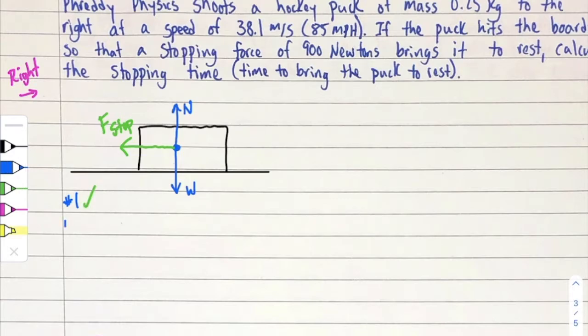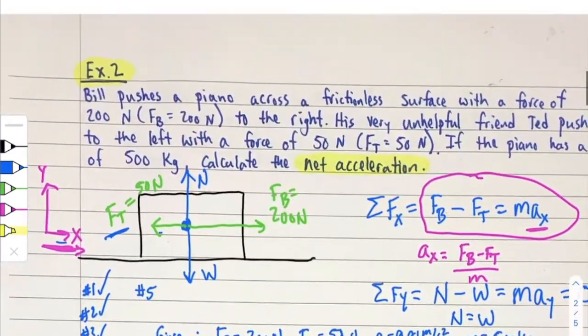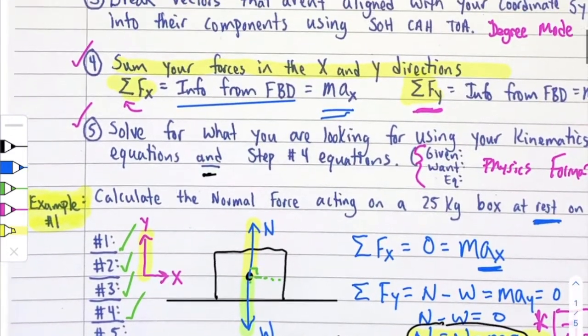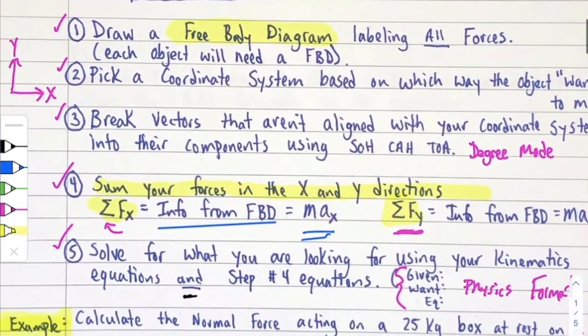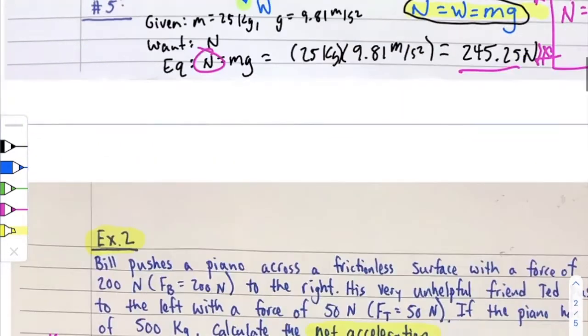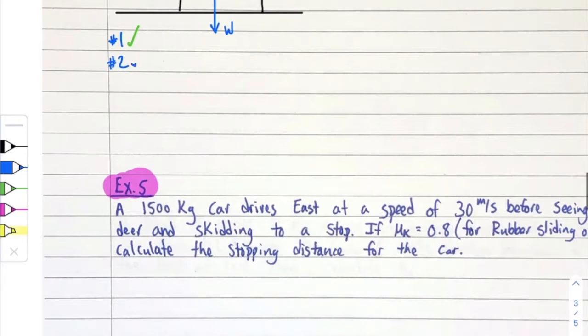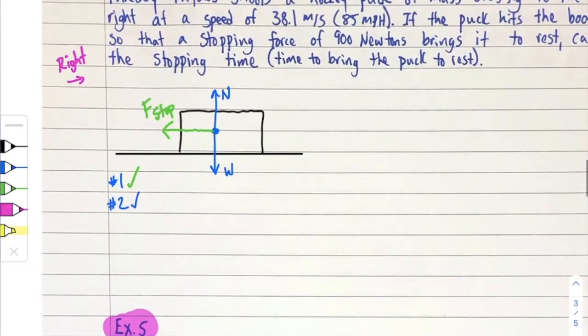Step number 2, if we go back to the front page of our packet, it says pick a coordinate system based on which way the object wants to move. Well, this object wants to move to the right. So again, our coordinate system is going to be just what our coordinate system is in math class. So we'll say, okay, step 2, we're going to put down that positive x is to the right and positive y is up. And then step 2 is done.